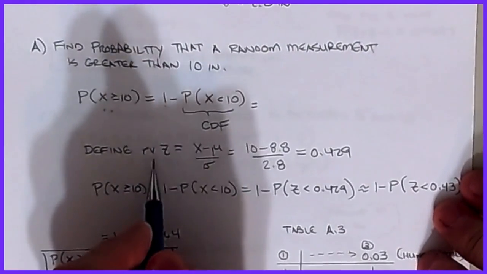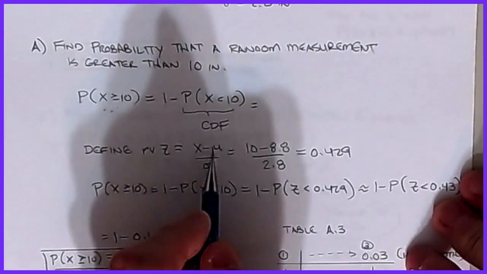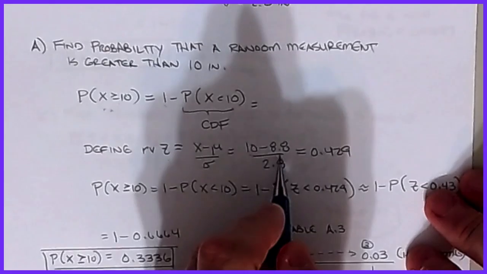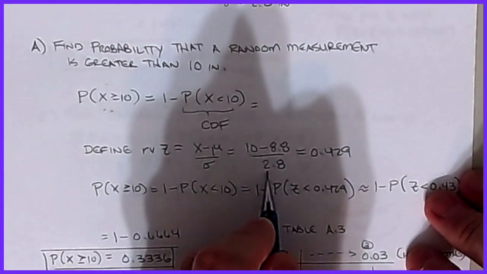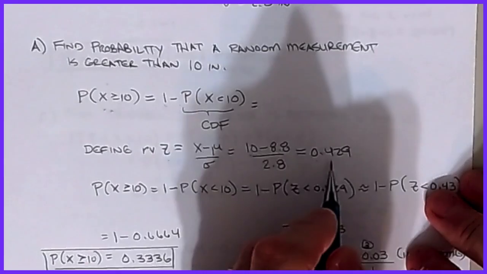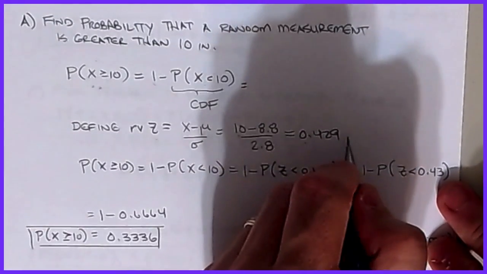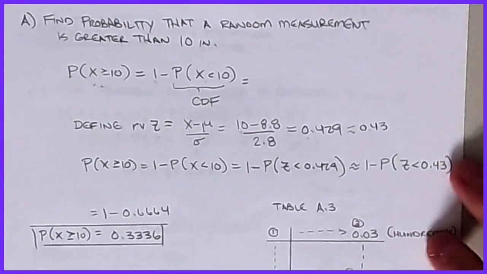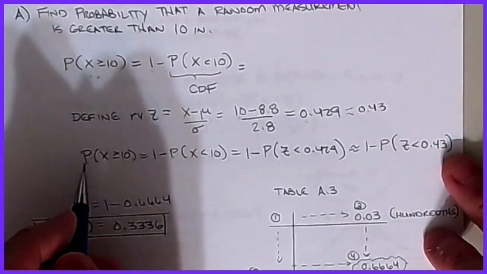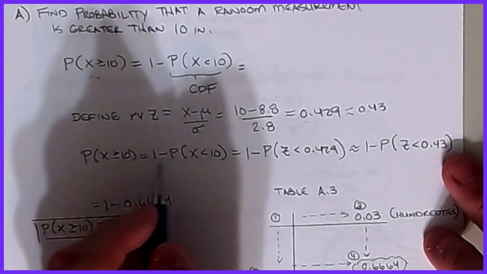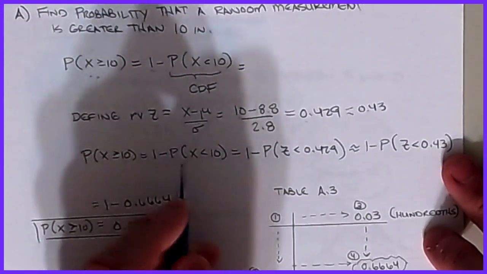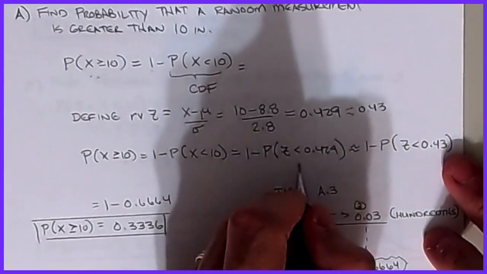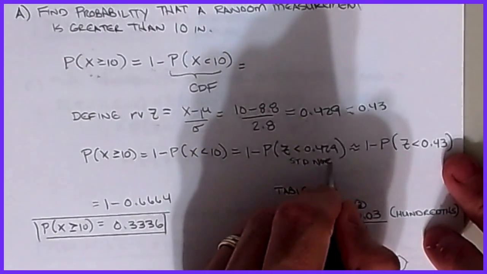All right, so all we have to do is define our random variable z as simply being x minus mu over sigma. So I'm looking for the value of 10. My mu is 8.8 and my sigma is 2.8. My z value is 0.429. Okay, and so we're going to call that basically 0.43, right? Because again, our tables only have 2 decimal places. So to calculate this, then the probability of x greater than or equal to 10 is going to be 1 minus the probability of x less than 10, which is the same as 1 minus the probability of z less than 0.429, and now that's a standard normal.